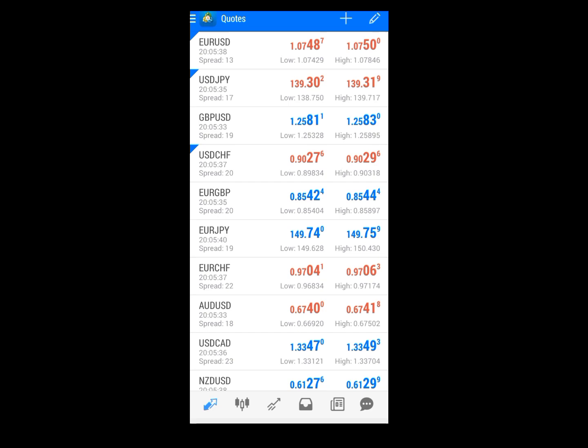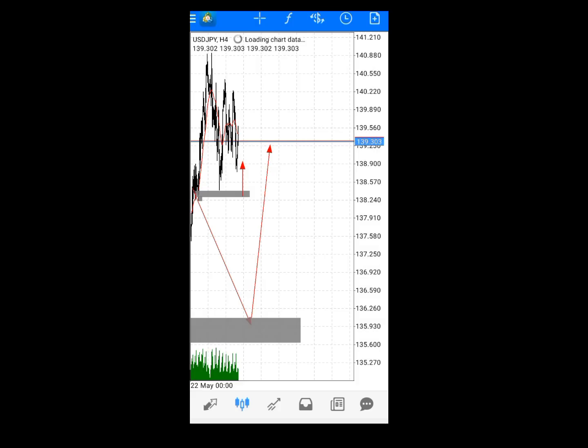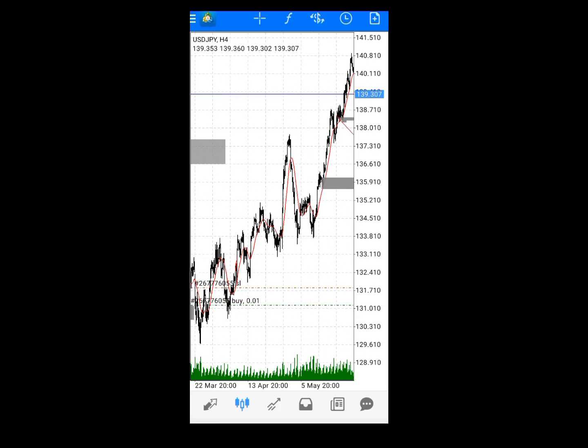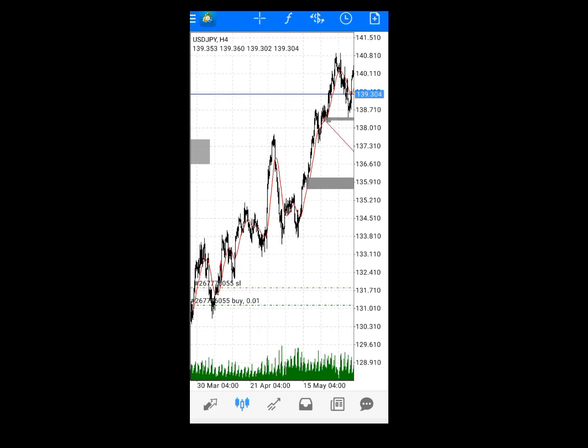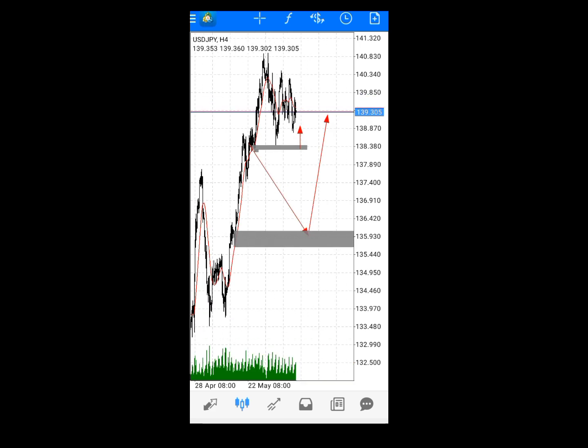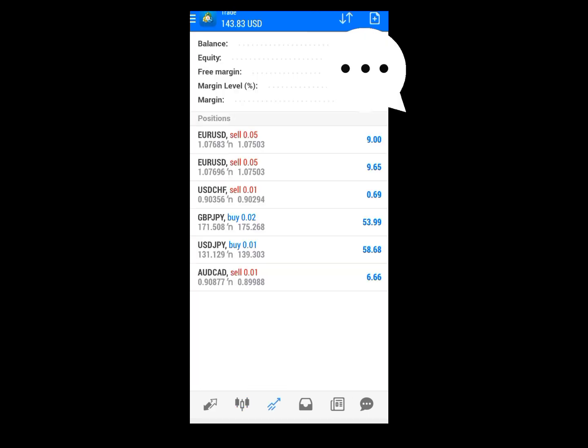Just to show you some of our trades, these are open trades. We've been on the buy in this trade for over 3 weeks now. This is a swing trade, and it's been going our way ever since. But that's not the aim of today's video.